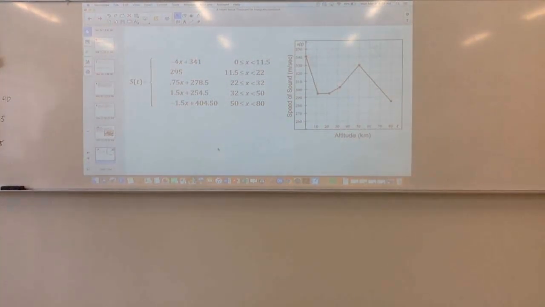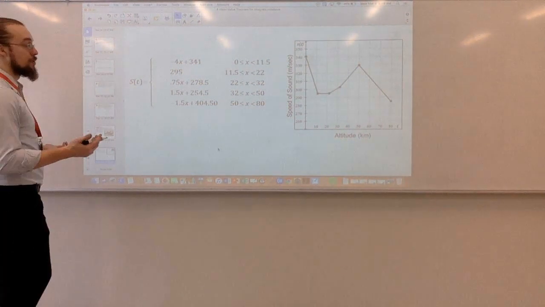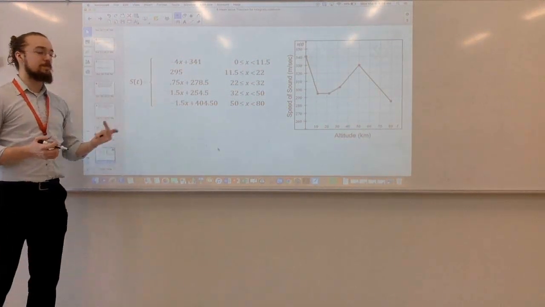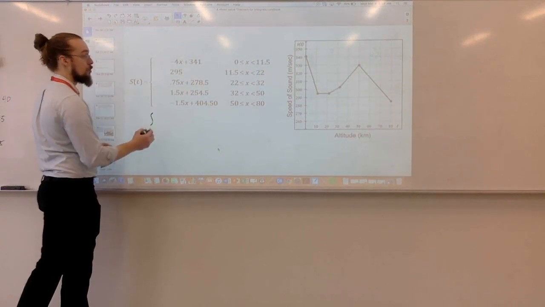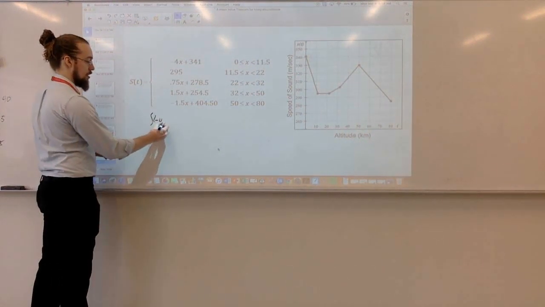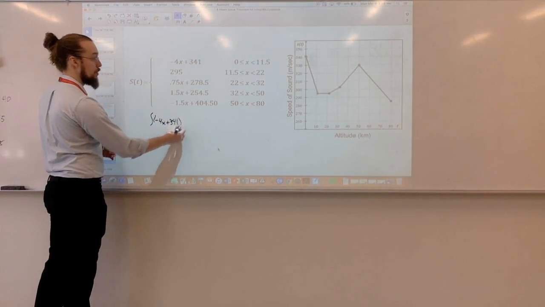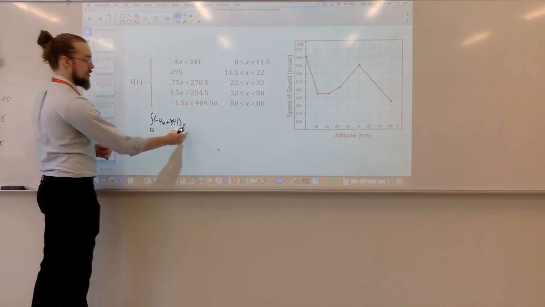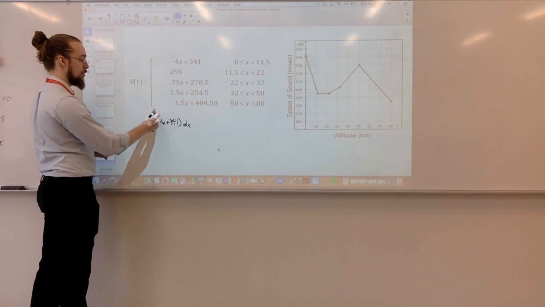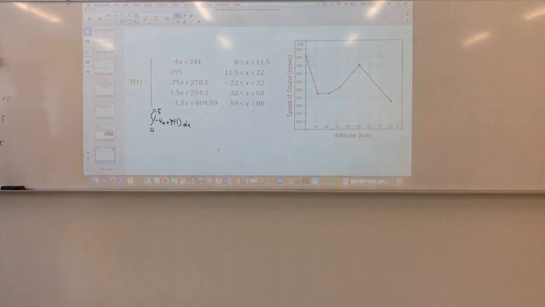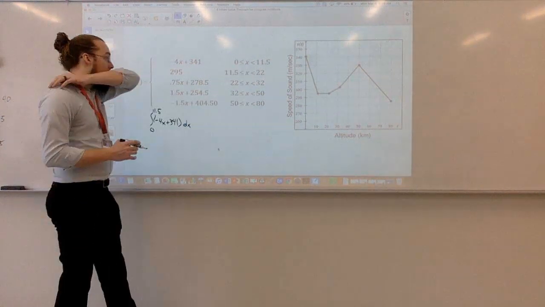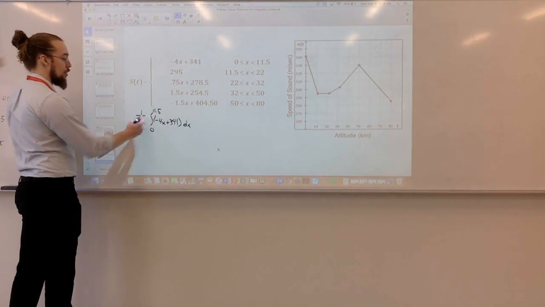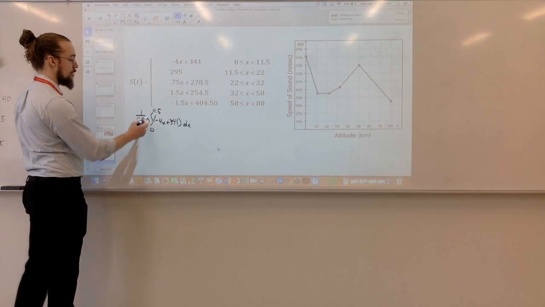So first, we want to set up our integrals. Since this is broken up into 5 different functions, we'll have 5 different integrals. The first integral would be negative 4x plus 341 from 0 to 11.5. And if I want the average value of that, I would just multiply this by 1 over 11.5 minus 0.